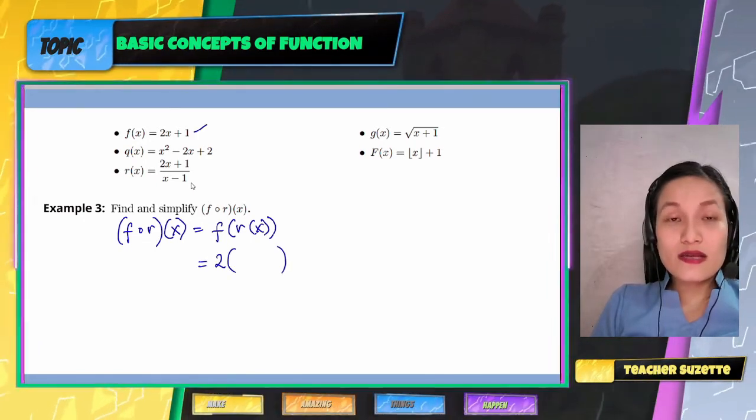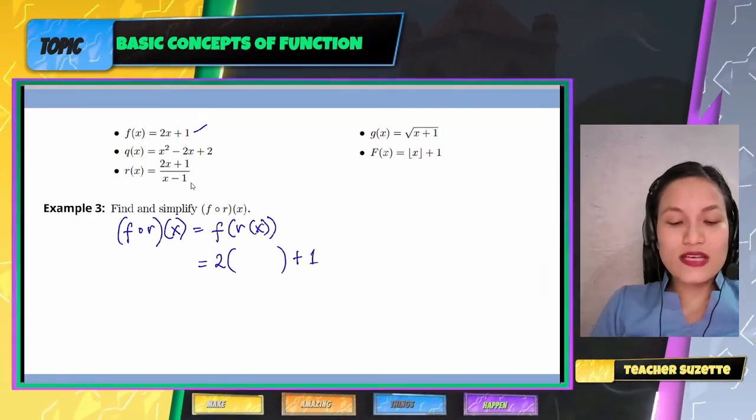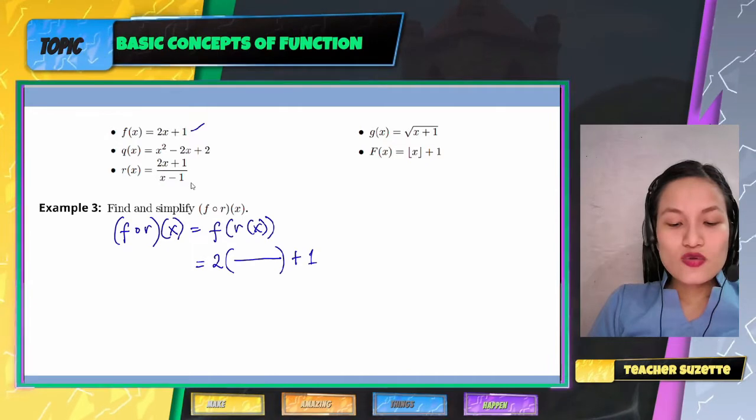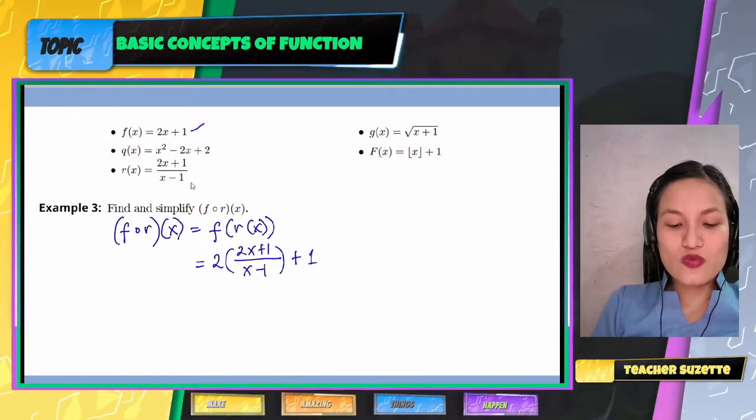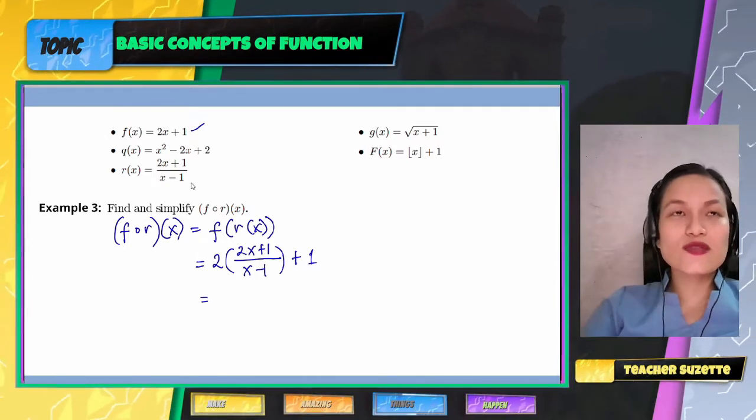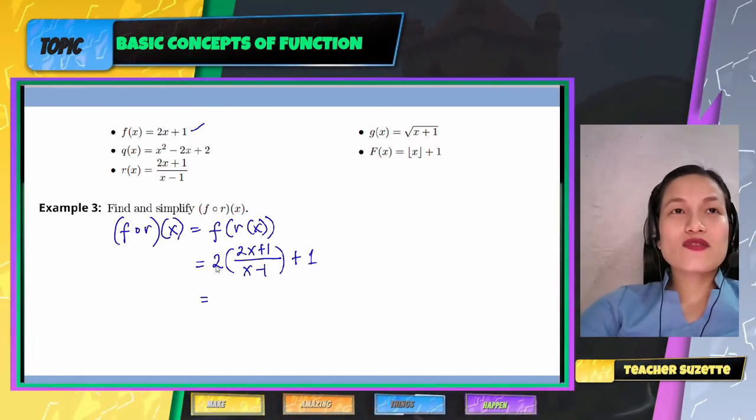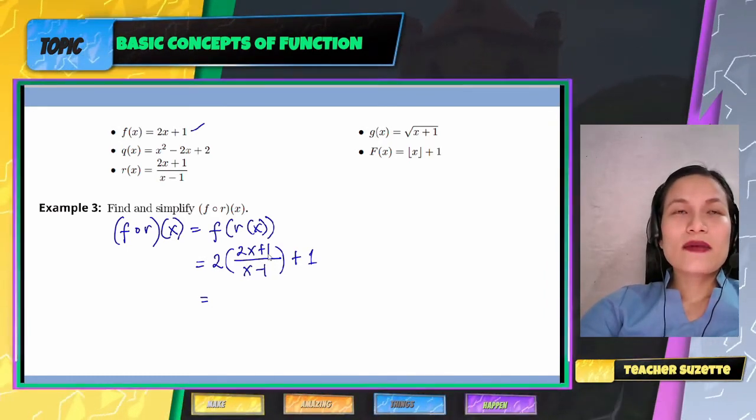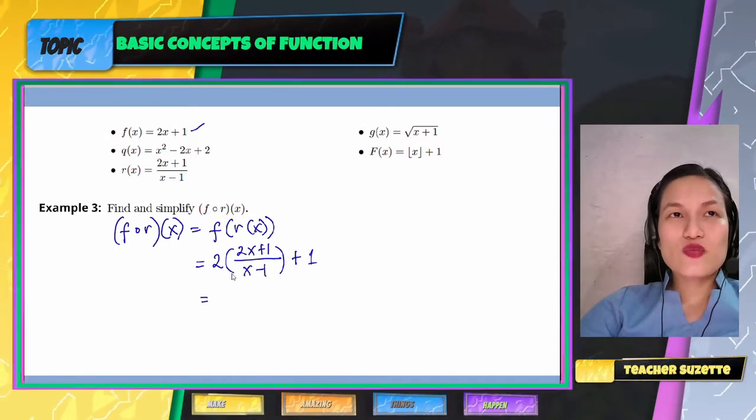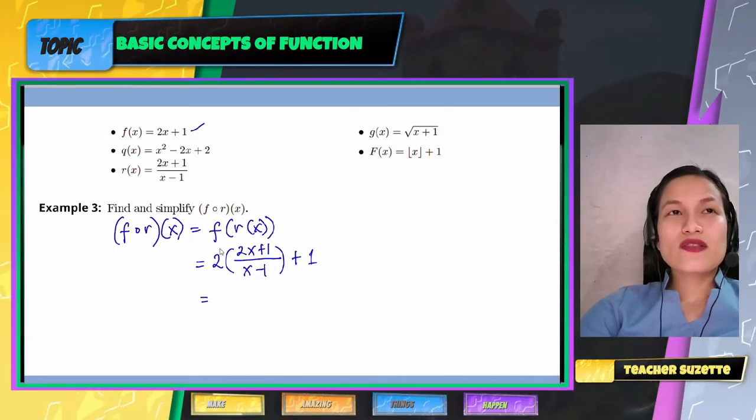So, lagyan na lang natin ng malaking space dun, plus 1. And, ang ating r of x is 2x plus 1 all over x minus 1. Now, let's try to solve by first simplify natin o multiply natin tong 2 sa ating r of x or 2x plus 1 all over x minus 1. So, that is 2 times 2x and 2 times 2.